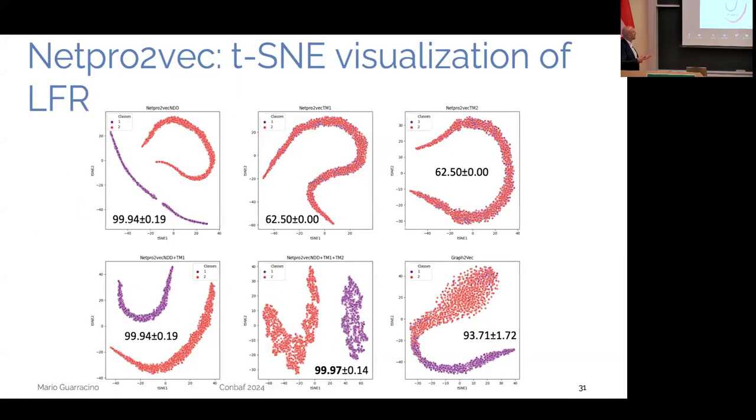So we applied this. In this picture we have a t-SNE representation, a kind of PCA representation. Each point is a graph. So we have as many points as the number of graphs, 1,600, divided into classes, red and blue. And this is the result that we obtain using the node distance distribution. We were using only node distance distribution, only TM1, only TM2, or a combination of those.